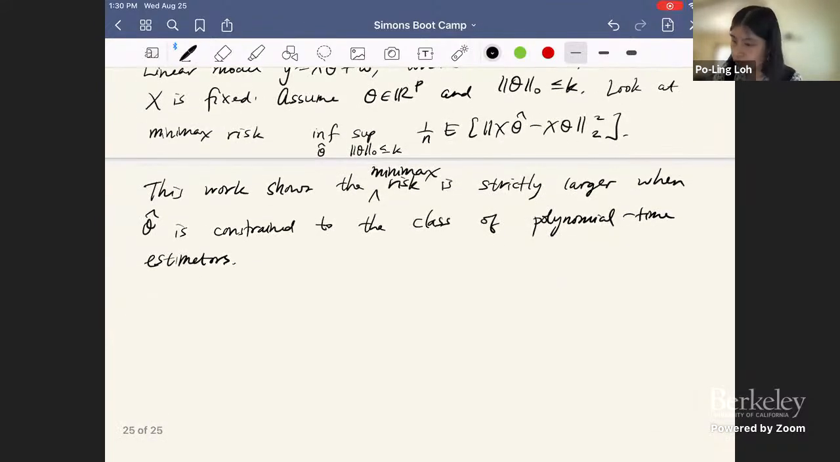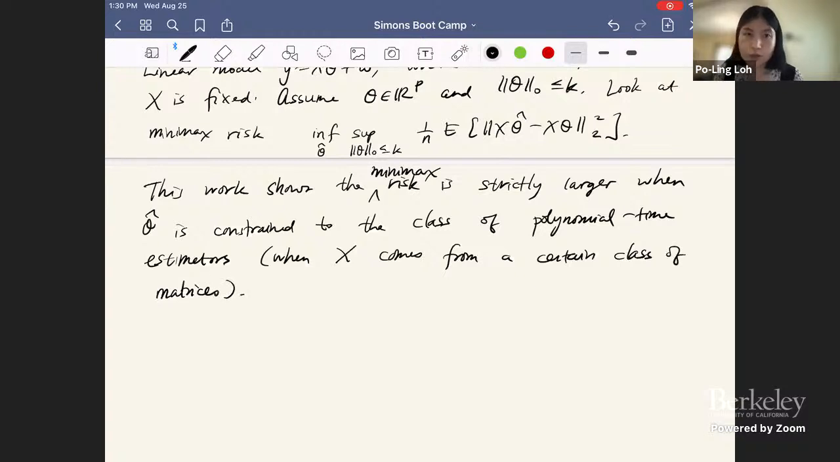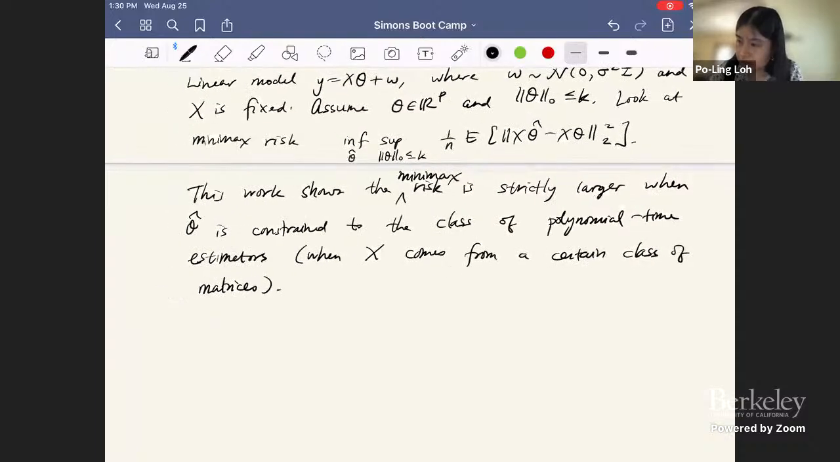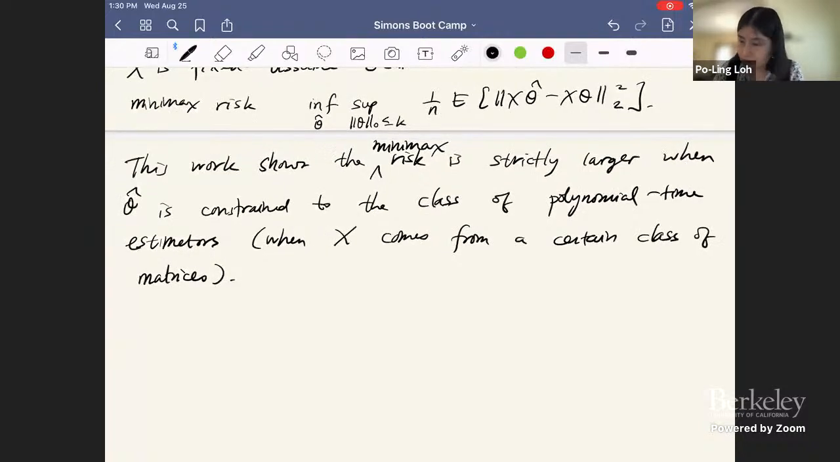Okay. I should also say when X comes from a certain class of matrices. As in the first lecture, we went through a lower bound, and I said that in fact it's achieved when we use the lasso estimator, which is certainly a polynomial time estimator. The point now is that we're going to relax the conditions on X that we had imposed in the first lecture. So just to make a couple more comments before I state the theorem.